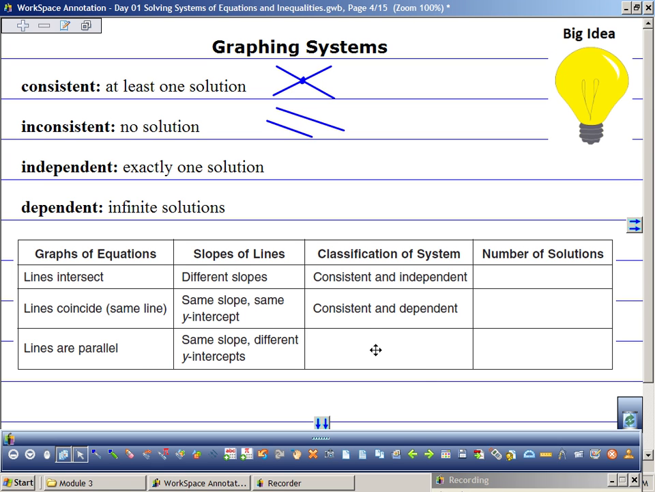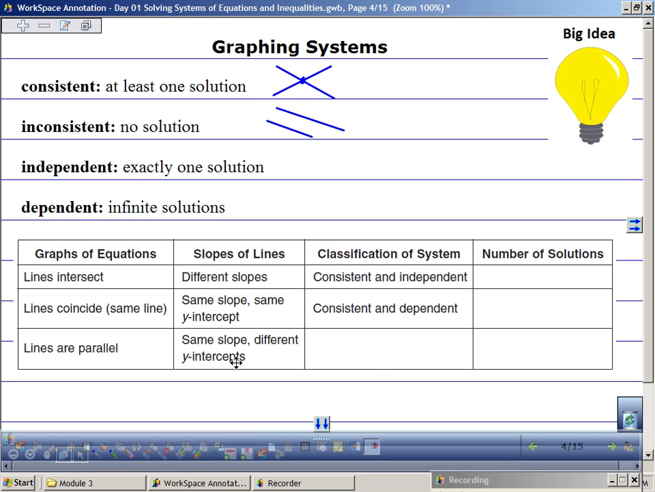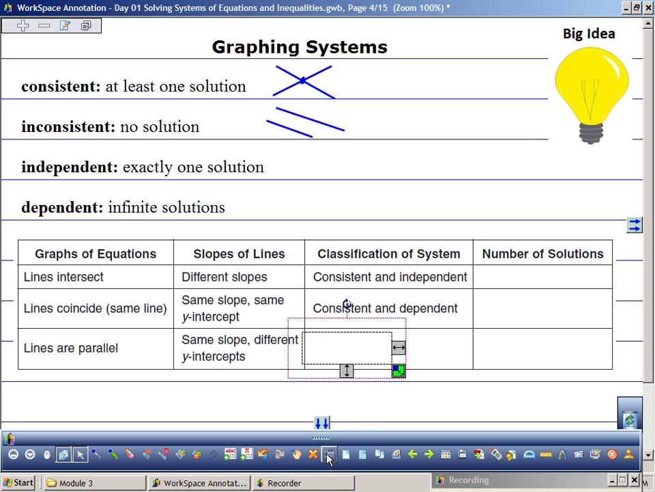Lines that are parallel, what would that look like? Consistent and dependent. Lines are parallel. Oh, I'm sorry, I'm thinking the same line. Sorry. Yes, they would be inconsistent, right?